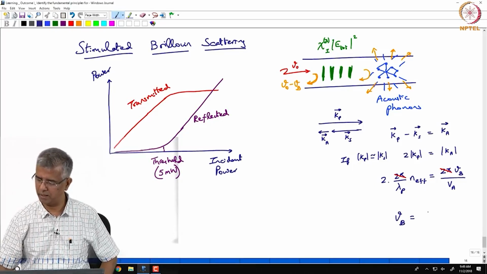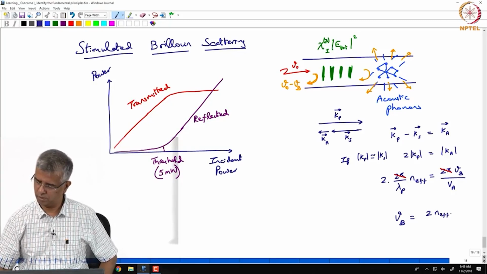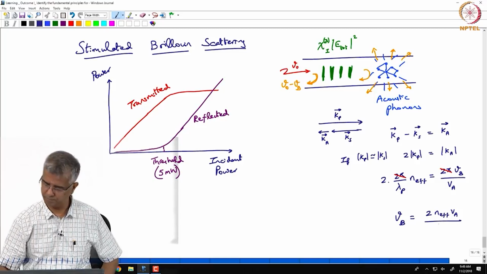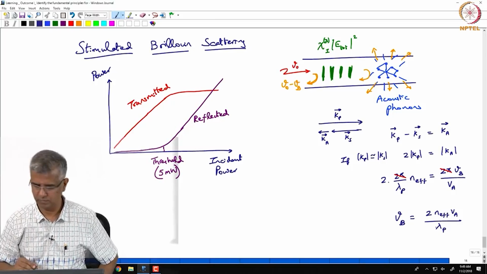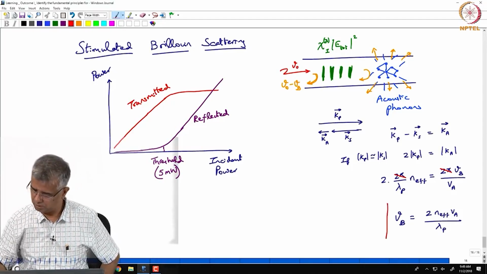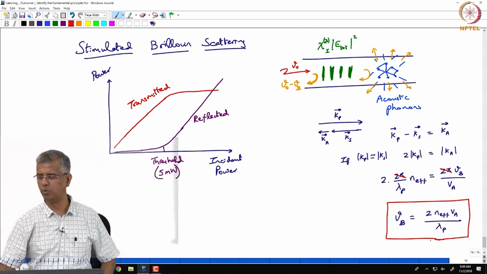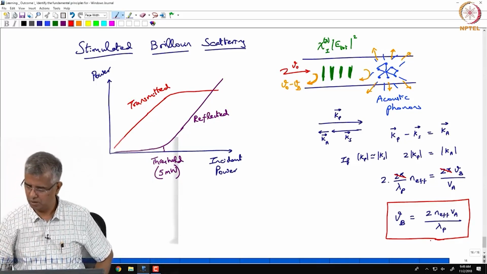So, of course, the 2 pi cancels, and what you have is nu b is given by 2 times n effective multiplied by Va divided by lambda p. Okay. So, this is essentially the downshift in the frequency that you get to see.